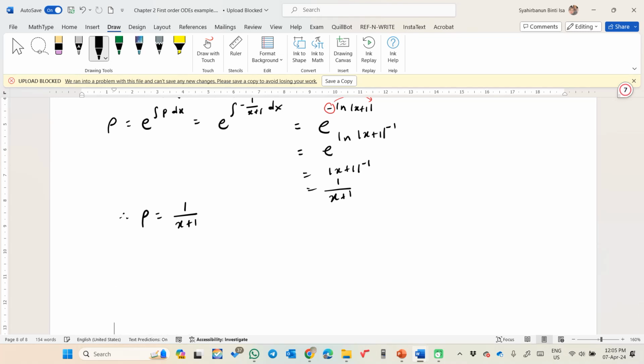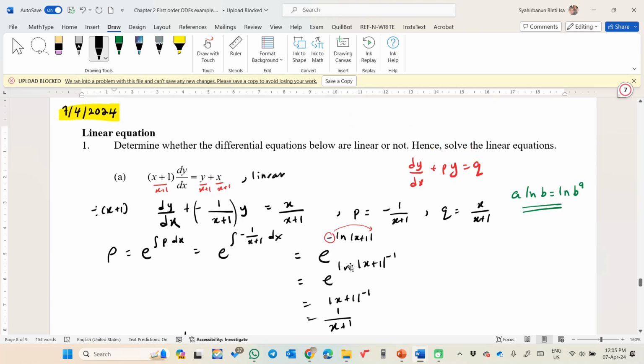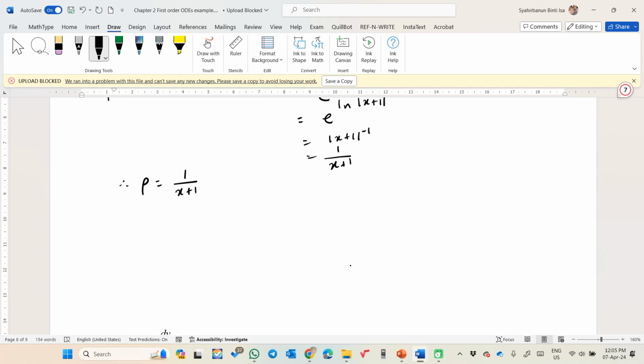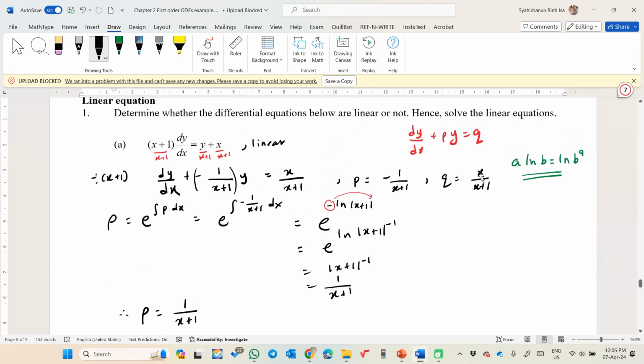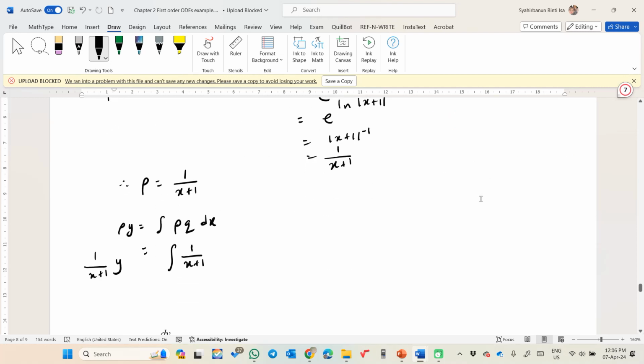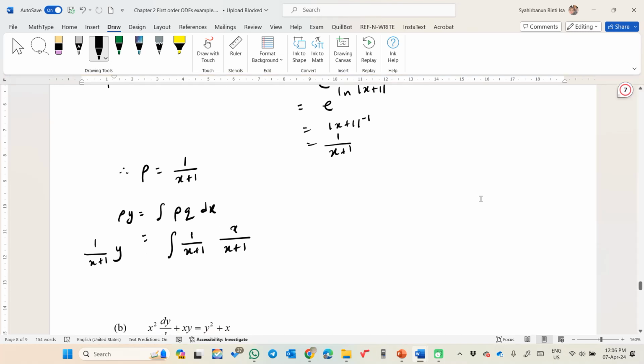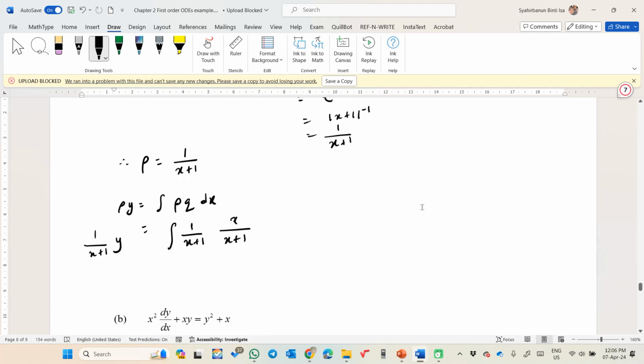After we obtain the integrating factor, we can move to the next step where we have rho y equals the integration of rho q dx. So rho y is 1 over x plus 1 times y, equals the integration of rho, which is 1 over x plus 1, times q. What is q? Our q is x over x plus 1. Is that correct?